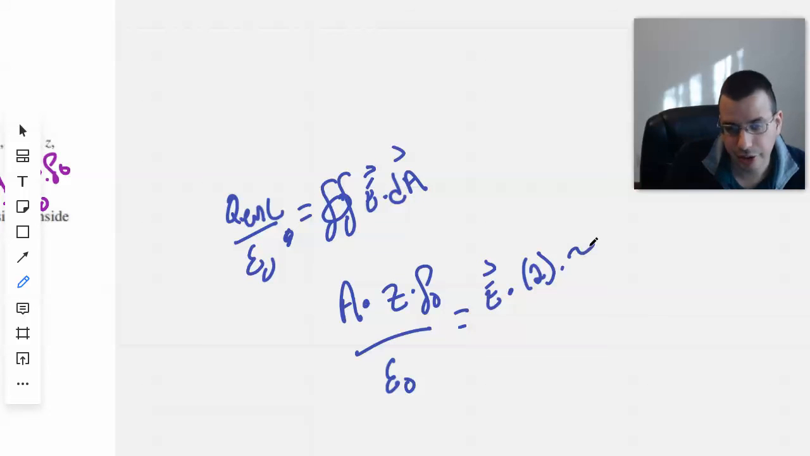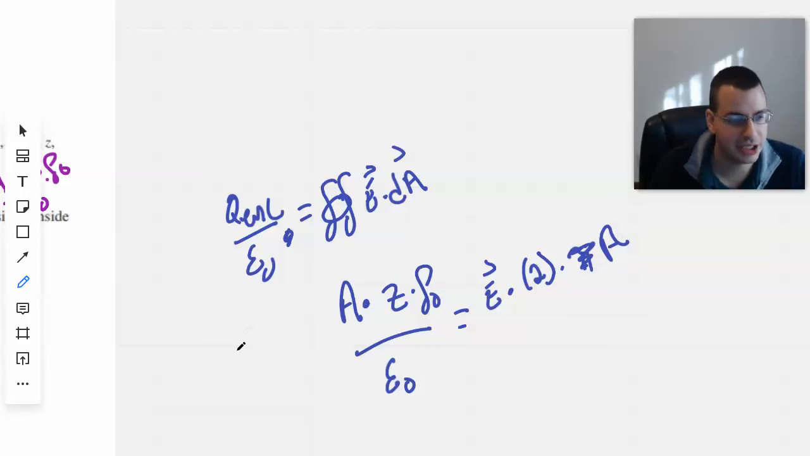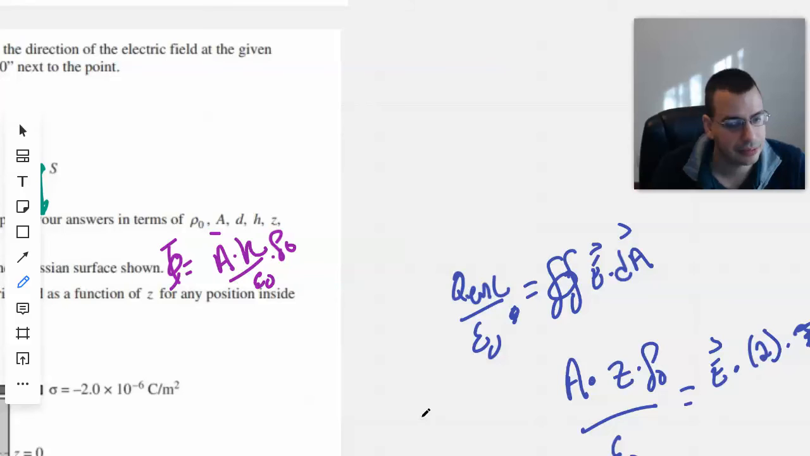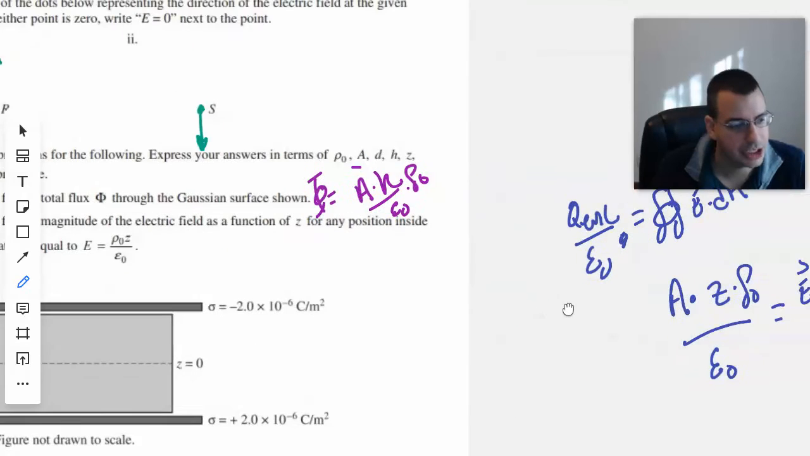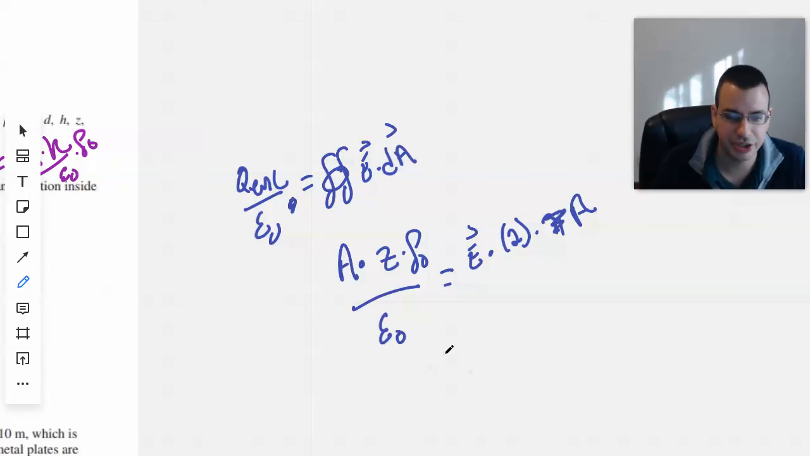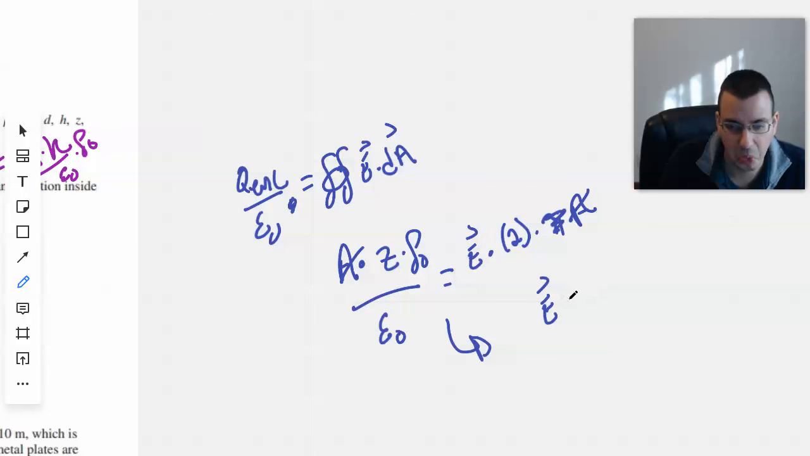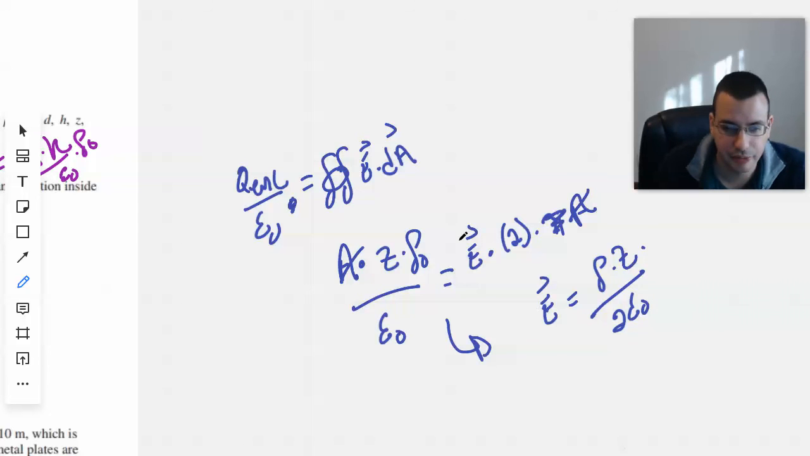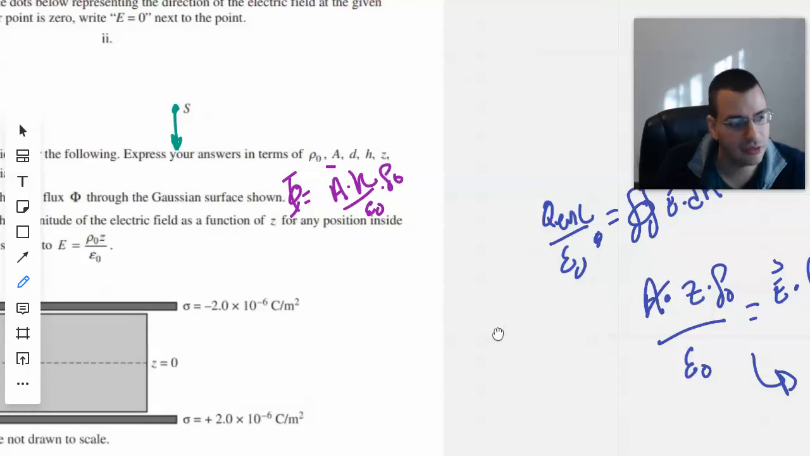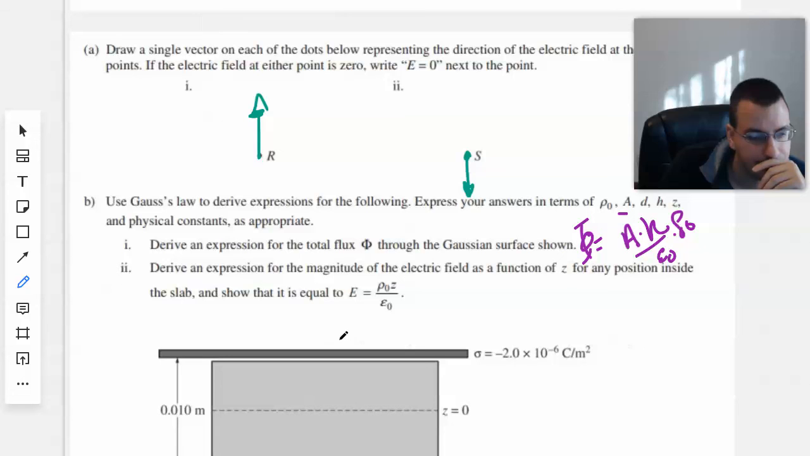That'll just be the area, because I think they give us A. Is it independent of area? Interesting. Okay, so now we just need to find the electric field. And we get E equals rho times Z over 2 epsilon naught. Is that what they wanted? No, they have 1 epsilon naught.